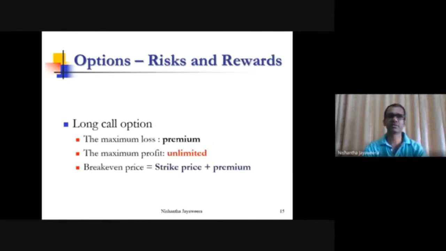The maximum loss is premium. Remember, this is for a long call option. If you buy a call option, this is applicable. Maximum loss is up to the premium. You don't lose anything other than the premium, but there's no limit to the profit. It can be unlimited. Break-even price is the strike price plus the premium. At this point, you break even your profit and loss. You don't get anything. Is it clear? Any questions?